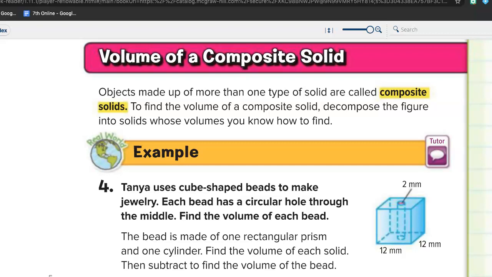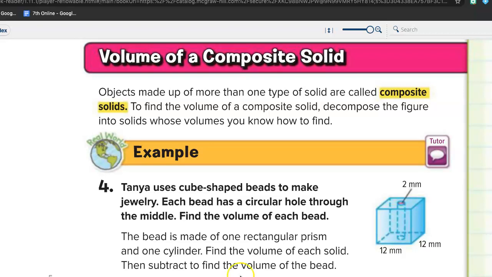All right, we are moving on to composite solids. So I am on page 591 in your book, at the bottom of the page, and I'm reading volume of composite solid. Objects made up of more than one type of solid are called composite solids. To find the volume of a composite solid, decompose the figure into solids whose volumes you know how to find.